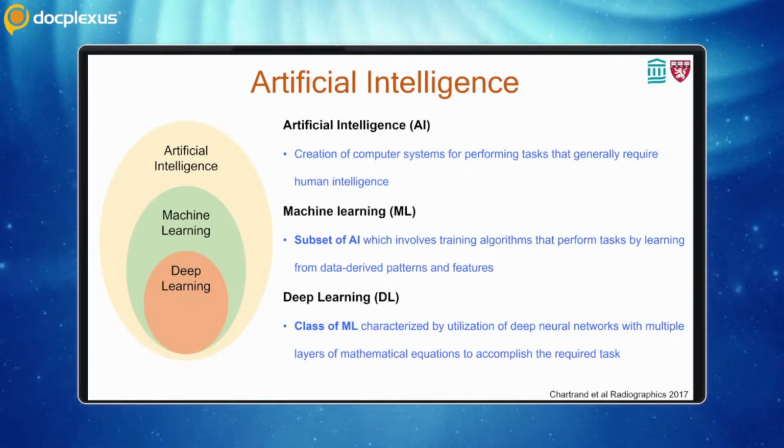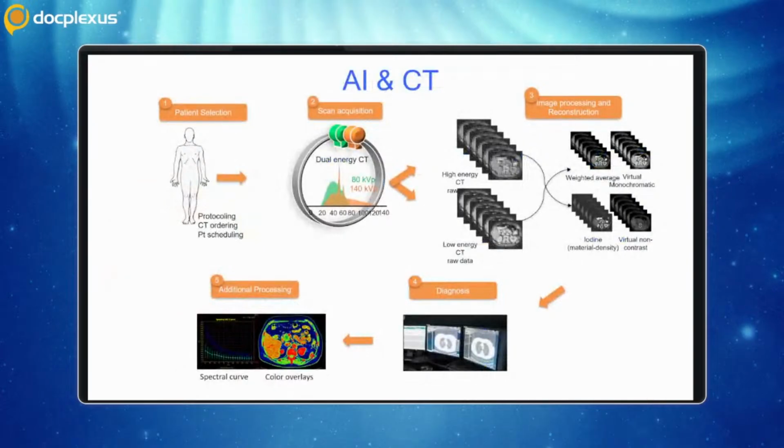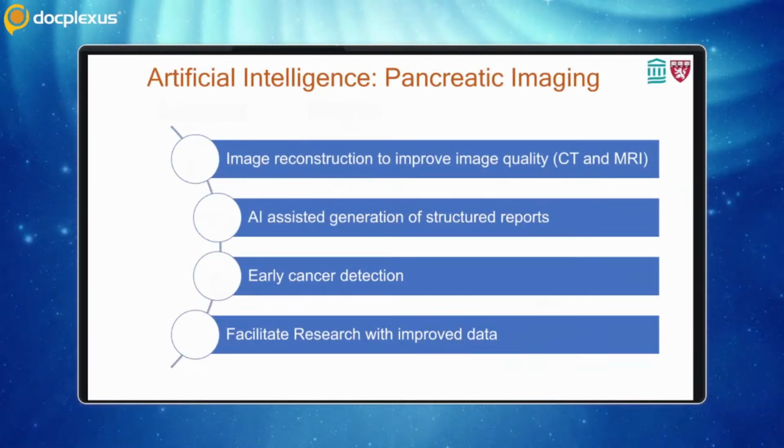Now, artificial intelligence has multiple different applications. If you look at the workflow in a patient who gets a CT, from a pancreatic imaging perspective, I think there are four important areas. One is to improve image quality through image reconstruction. Second is to generate structured reports. Third is early cancer detection. And fourth is to facilitate research with improved data.